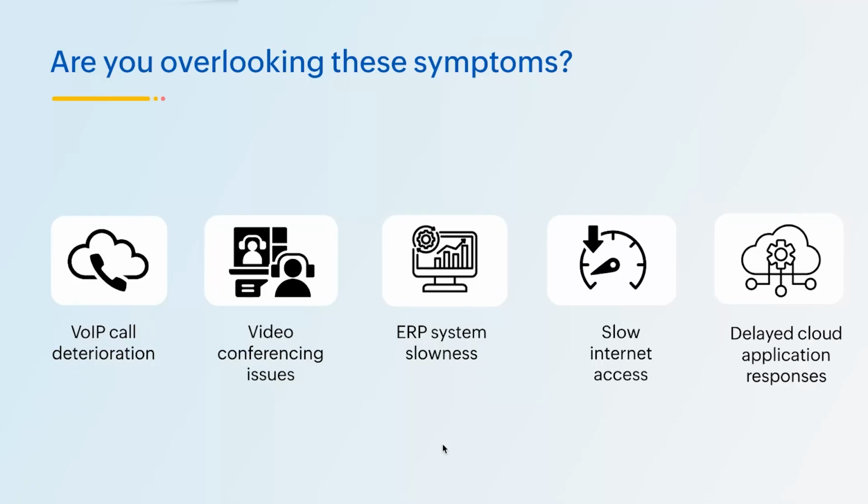Here are some of these symptoms to understand which issue might be causing what problem. If your symptoms include frequent call drops, jitter, and poor audio quality, it could be VoIP call quality deterioration. If your symptoms include video lag, pixelation, and frozen screens, it could be video conferencing issues. If your symptoms include slow transaction processing and data retrieval delays, it could be ERP system slowness. Finally, if your symptoms include slow internet access, delayed cloud application responses, it could be general network sluggishness. To regulate the bandwidth allocation or the rate at which the network is used, traffic shaping becomes a business imperative.